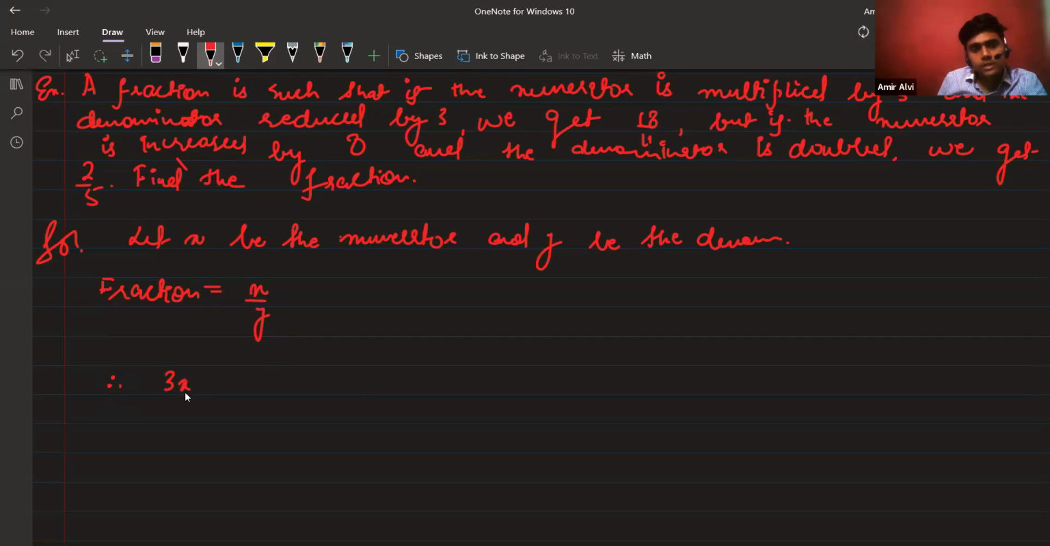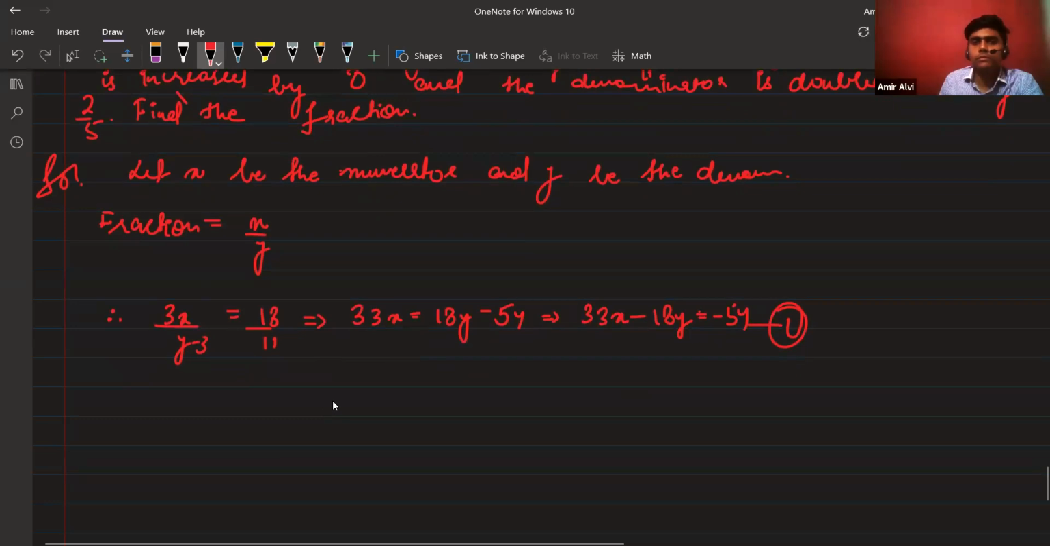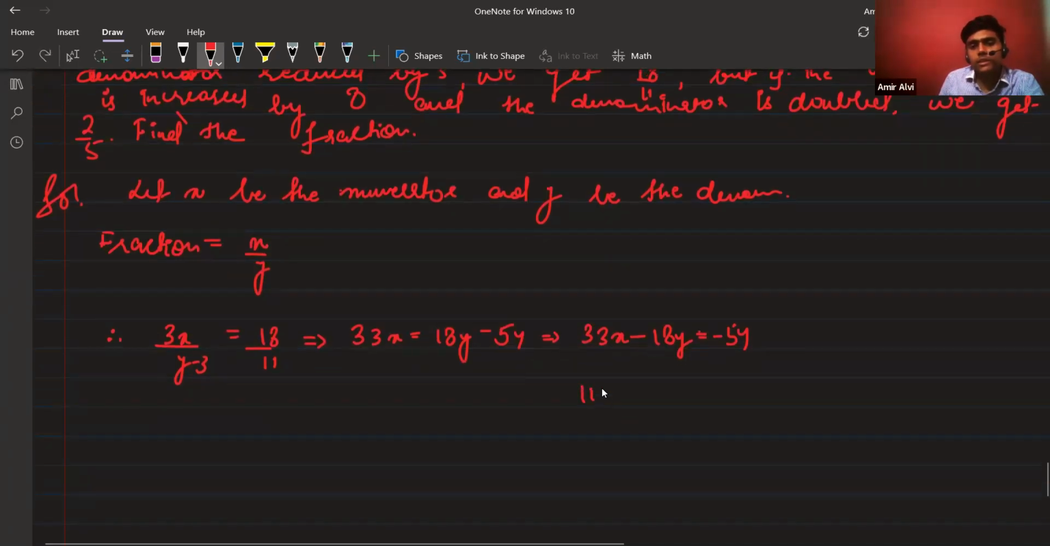3x divided by y minus 3, we get 18 by 11. Yes or no? Cross multiply them. 33x is equal to 18y minus 54. So this will be 33x minus 18y equals minus 54. We can take 3 common as well. So this would be 11x minus 6y equals minus 18. So this is our first equation.